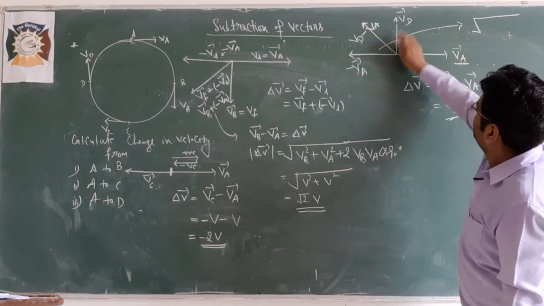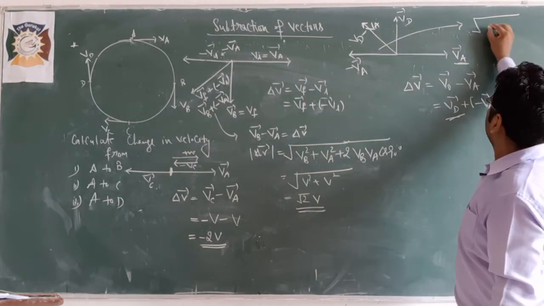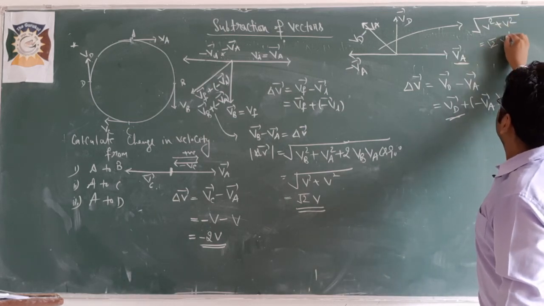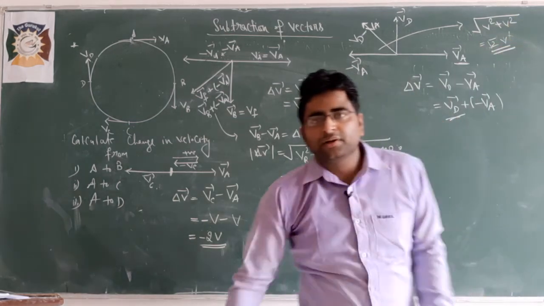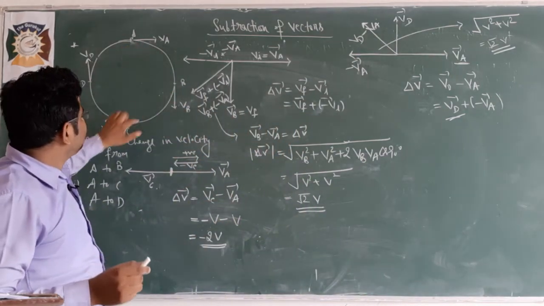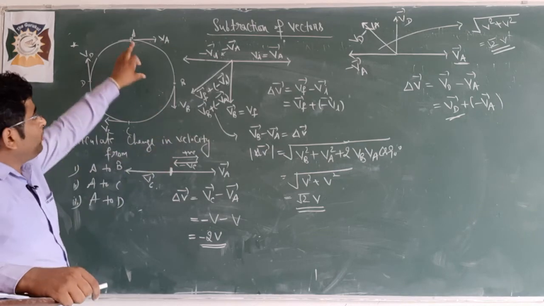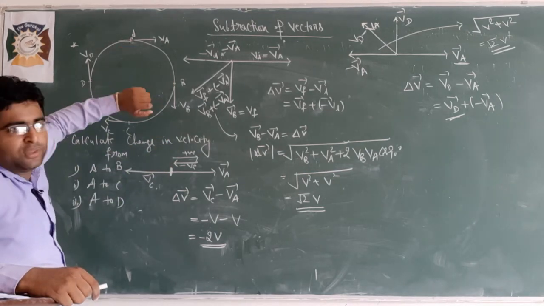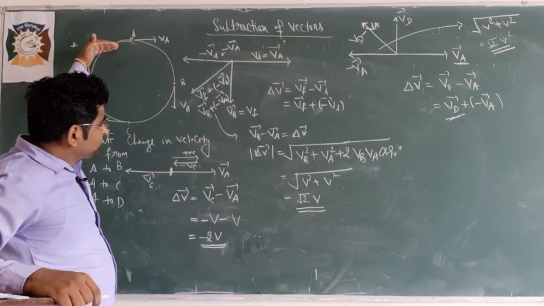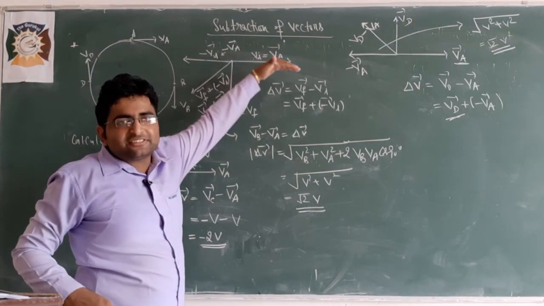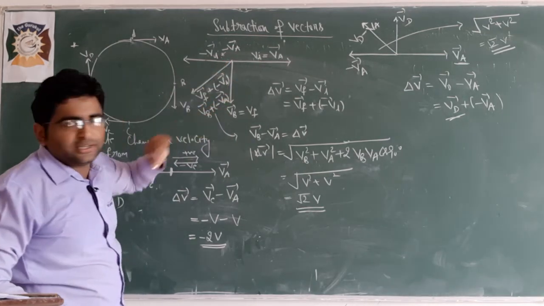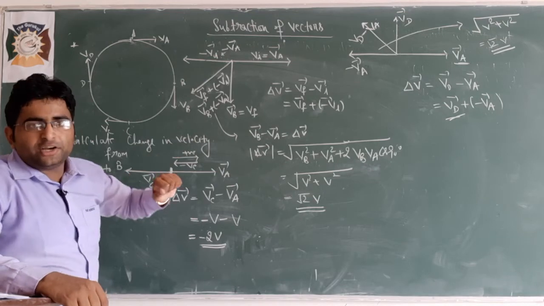Under root Vd square plus Va square, so it will give √2v. Okay. So beta, in this case what do we do? Points A, B, C and D are given to us. The object is moving from A to B. The direction of the vector at point A is along plus x and the direction of the second vector Vb is along minus y. Clear? So we have to calculate the change in velocity.